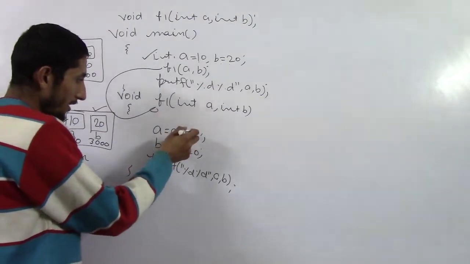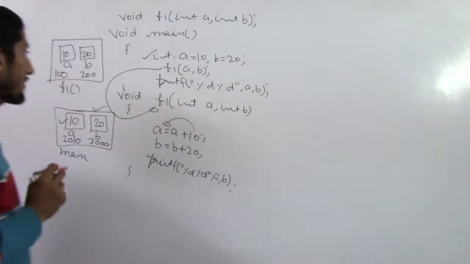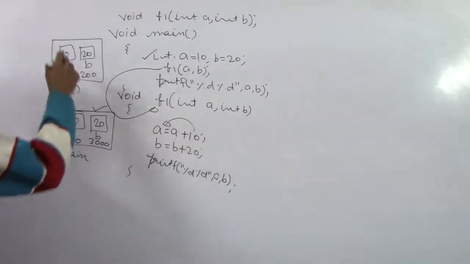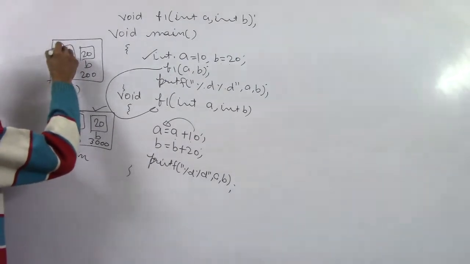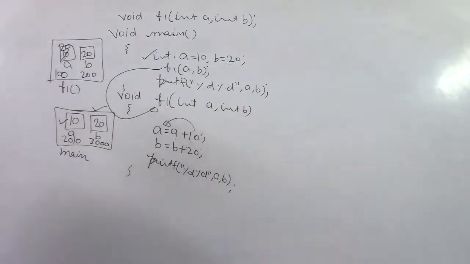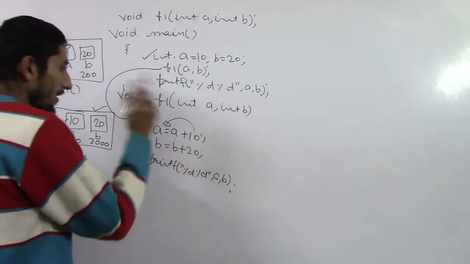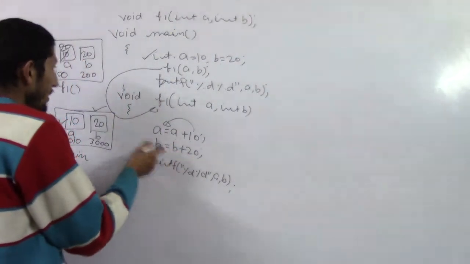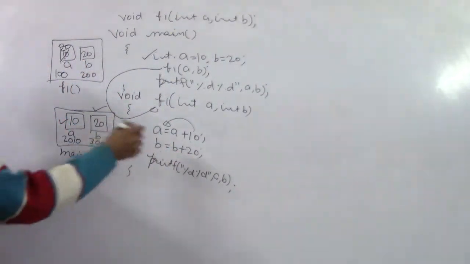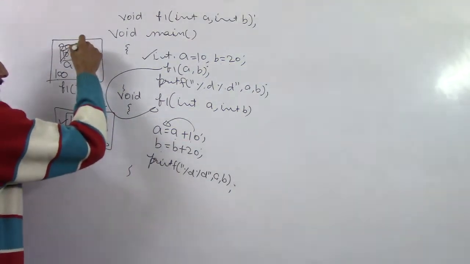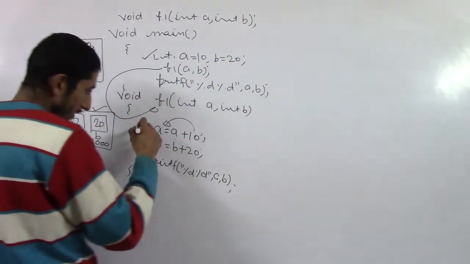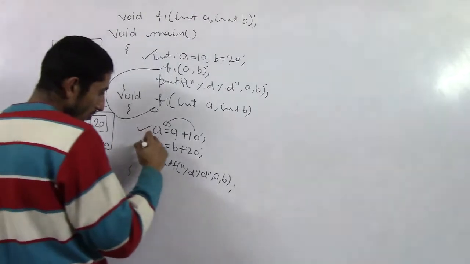a plus 10 will be saved in a. What was the value of a? The value of a was 10 and it becomes 20. Why does it become 20? Because we have added 10. What is the value of b? The value of b was 20, and it becomes 40. So I will execute this line as well as this line.